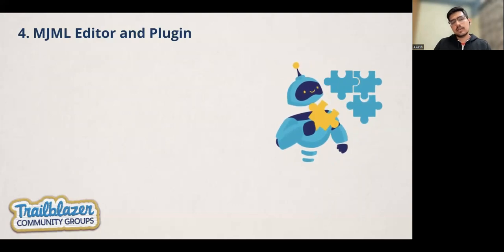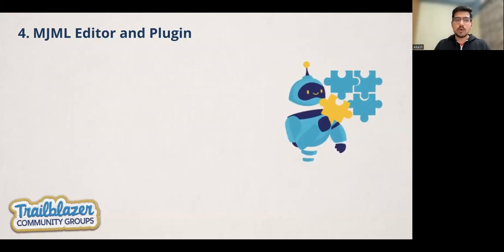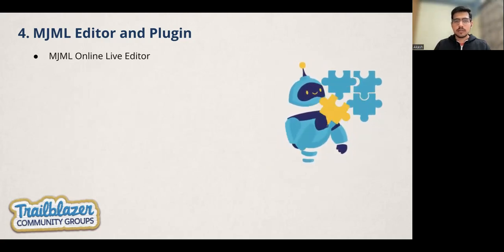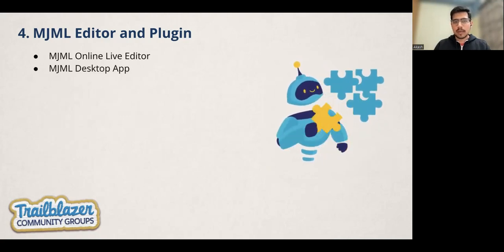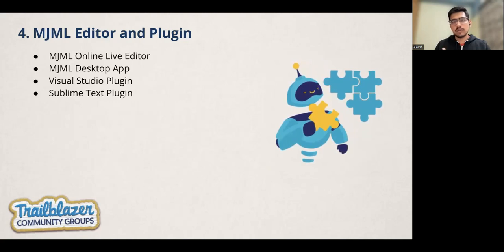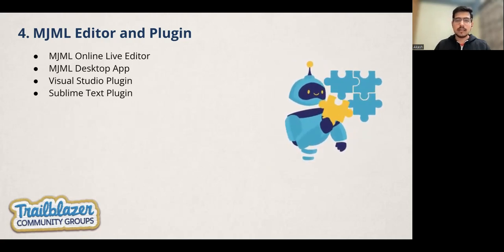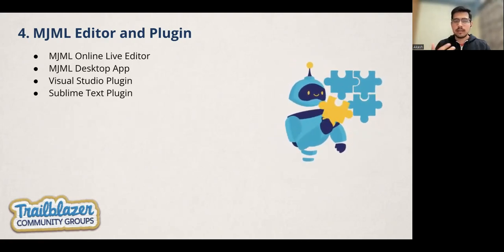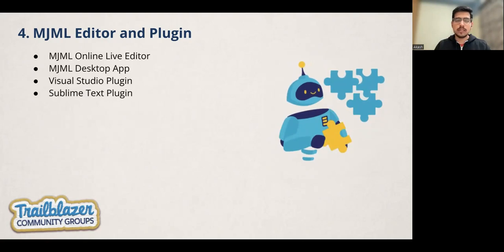Now let's take a look at some of the editors and plugins, the options that we currently have. So first is the online editor. So you can just open up your browser, go to the MJML site, and you can start coding in that. The other option you have is the desktop app. So in the MJML site, you can just download the app. And if you're already familiar working with Visual Studio or Sublime Text, you can directly install those plugins within the environment, and you can start building your emails using MJML.